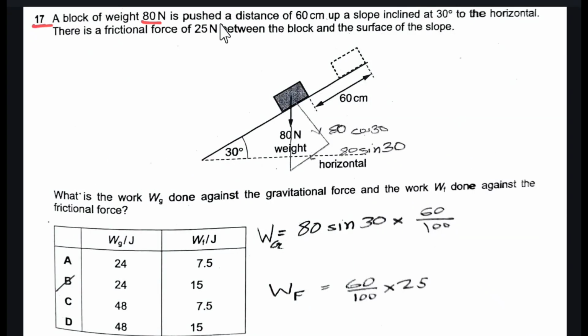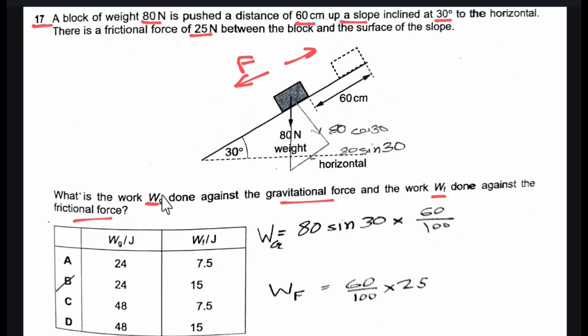A block of weight 80 Newton is pushed a distance of 60 cm up the slope. The block is pushed up the slope at an angle of 30 degrees to the horizontal. There is a frictional force of 25 Newton between the block and the surface of the slope. Since the object is moving upward, the frictional force would act downwards. What is the work done G against the gravitational force and the work done F against the frictional force?